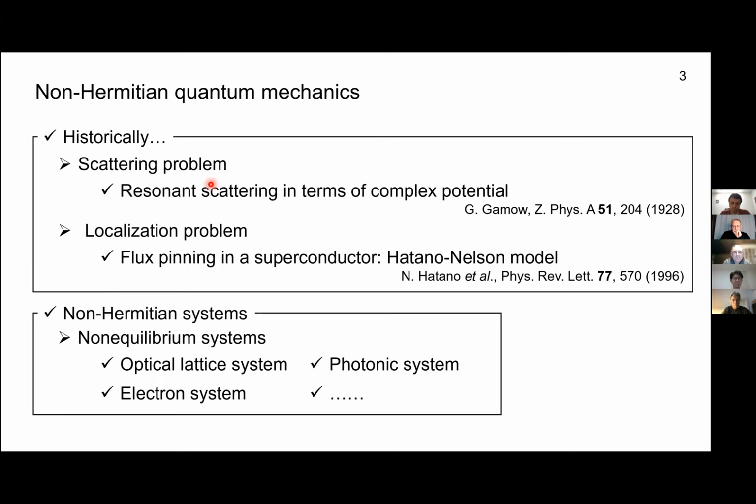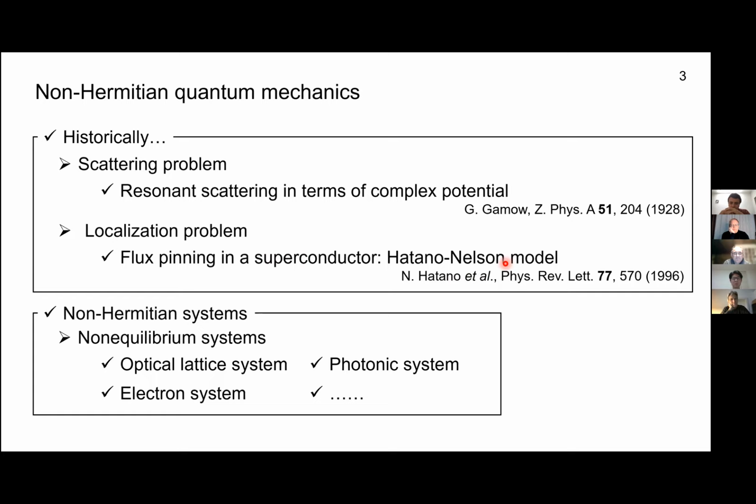quantum mechanics. And next, in the localization problem, the flux pinning in the superconductor was studied in terms of the non-Hermitian Hamiltonian. Professor Hatano, who is a professor at the University of Tokyo, proposed studies on the non-Hermitian Hamiltonian. It is well known as the Hatano-Nelson model.